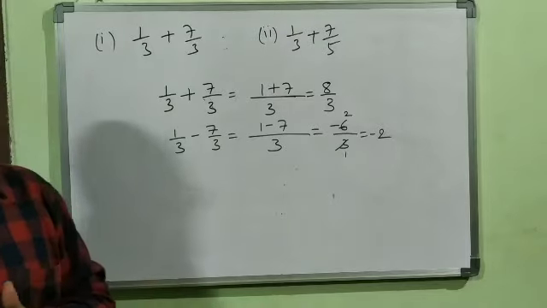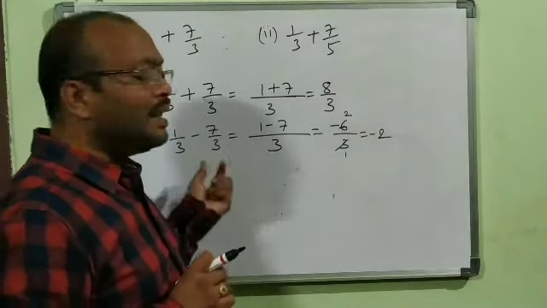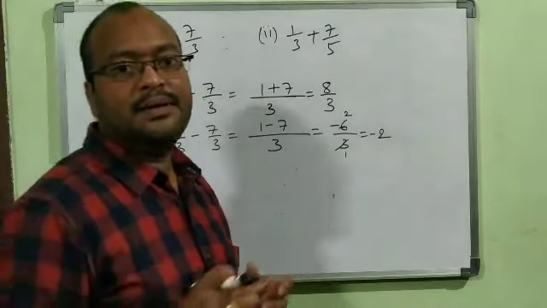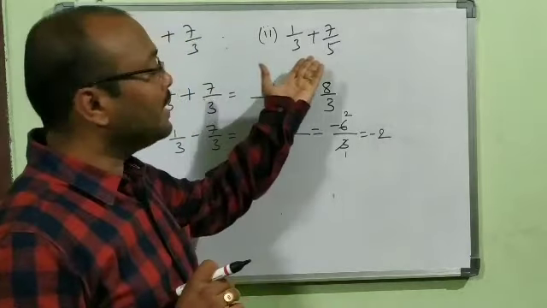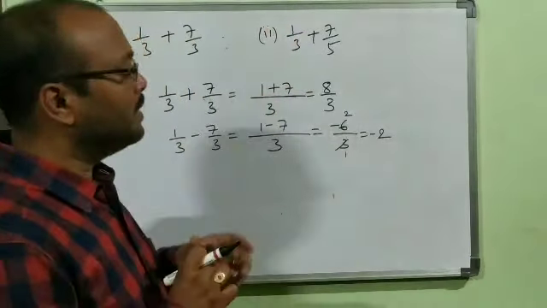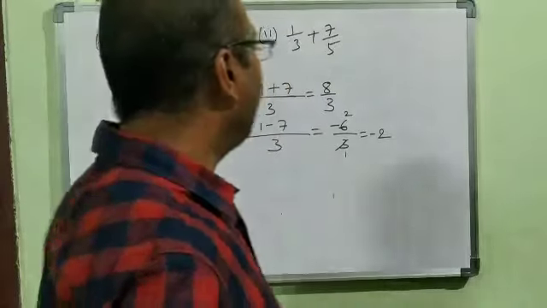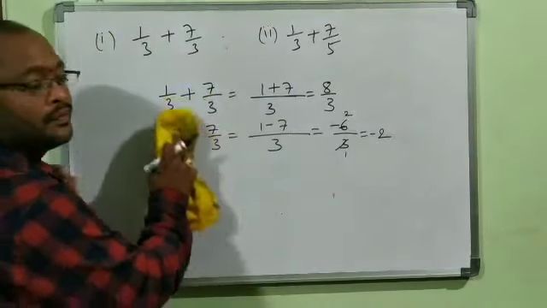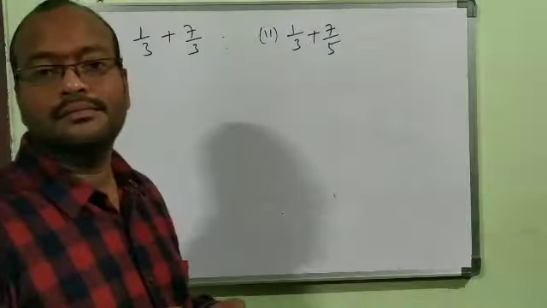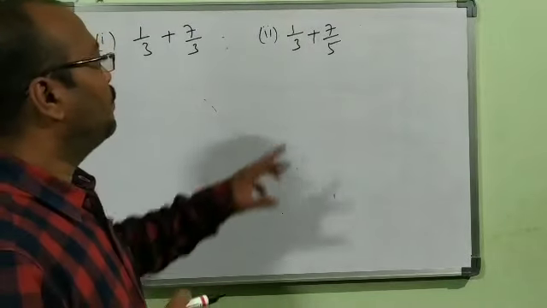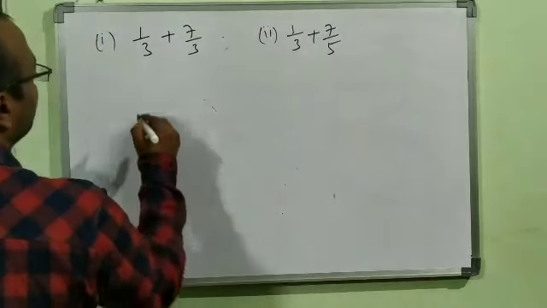So this is very easy. Why? Because whenever like fractions are there, the problems are very easy. But what about unlike fractions? So now we will discuss how to add unlike fractions. Now, second problem. Look at here.